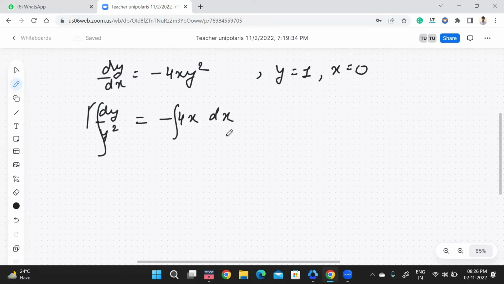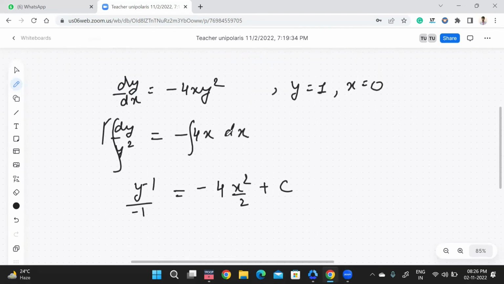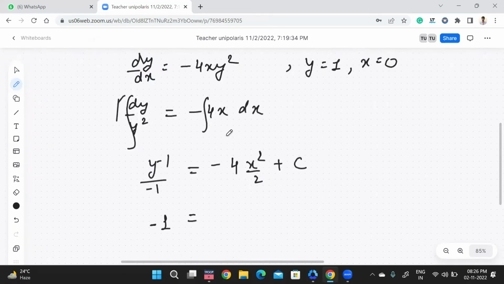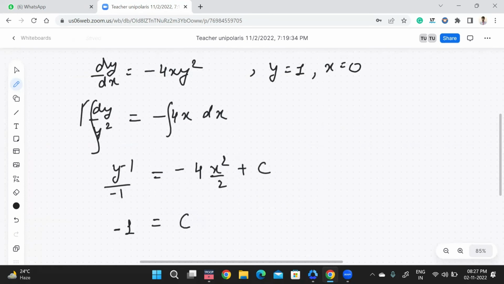So y to the power minus 2 integrates to y to the power minus 1 by minus 1, right? Which gives us minus 4x square by 2 plus c. Now we can substitute the given condition. Substituting y equals 1, on the left side we get minus 1, and substituting 0 on the right hand side, you will see the value of c is minus 1. Now we can just substitute c equals minus 1 back here.